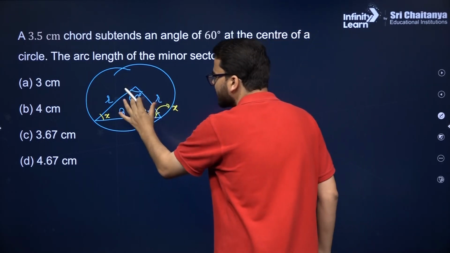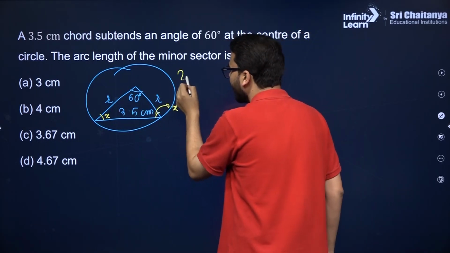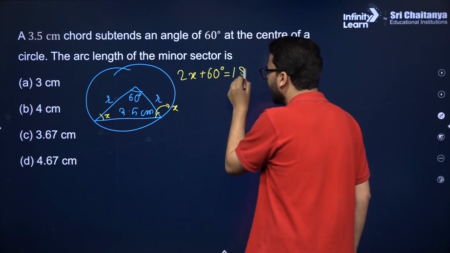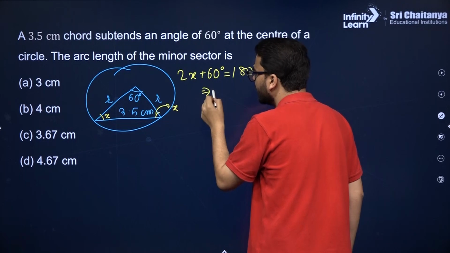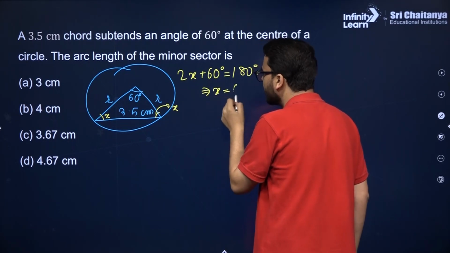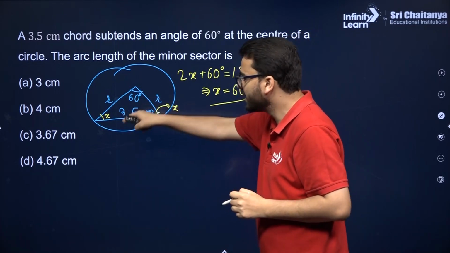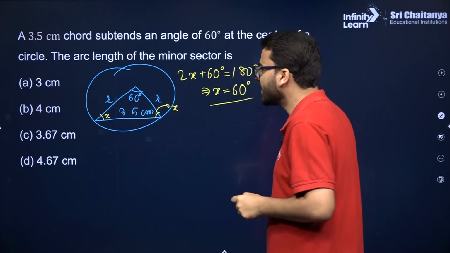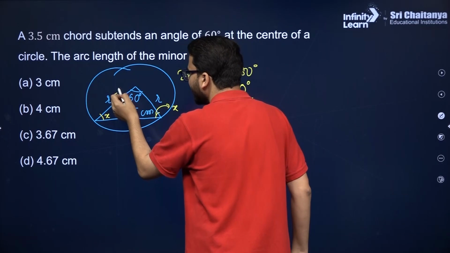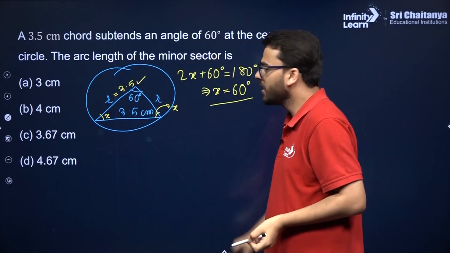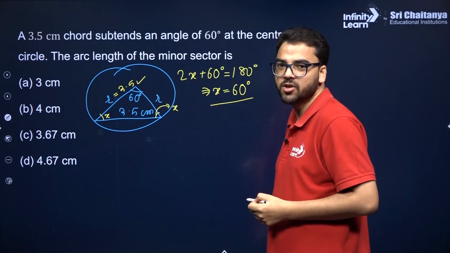So can we use angle sum property in this triangle? Can we say that 2x plus 60 is equal to 180 degrees? If you simplify this equation and solve it, you'll get x is equal to 60. So what does it mean? That this triangle is an equilateral triangle. So if it is an equilateral triangle, can't we say that the radius is equal to 3.5 centimeter over here?